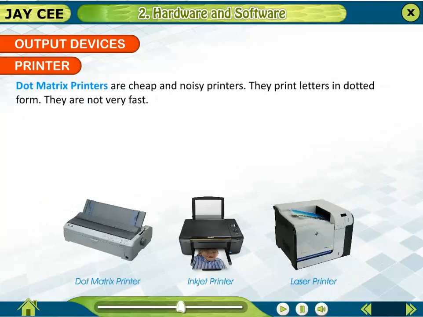Dot matrix printers are cheap and noisy printers. They print letters in dotted form. They are not very fast.